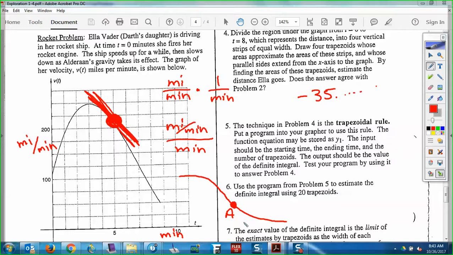Negative 9.8 meters per second squared, right? Its acceleration is gravity. That's the only thing acting on it at that point. So when I throw it in the air, it's going up. Its acceleration is negative 9.8 meters per second squared. Is it slowing down or speeding up? Slowing down. Okay, now it gets to its peak.